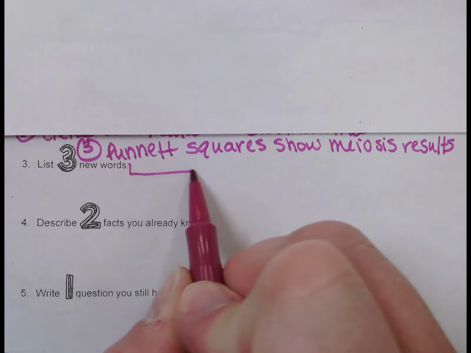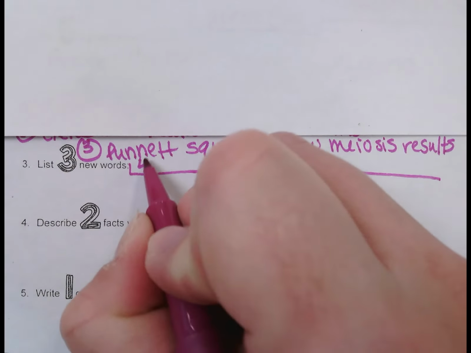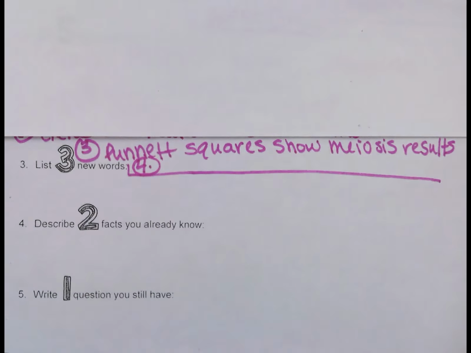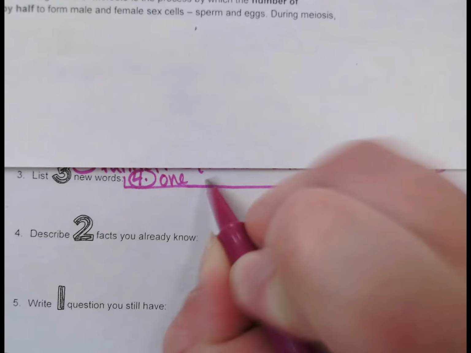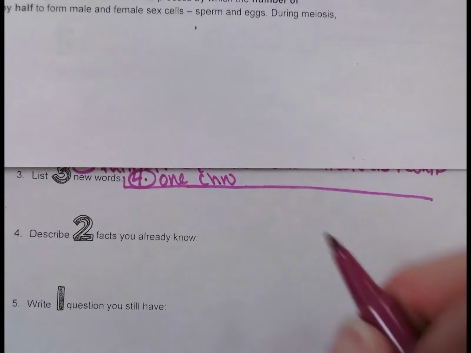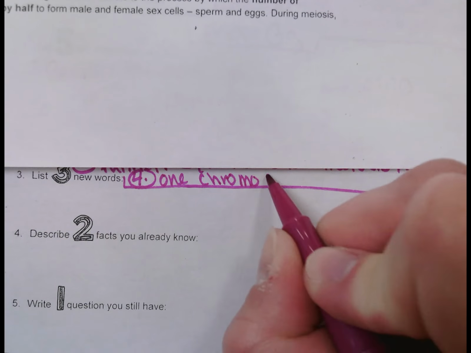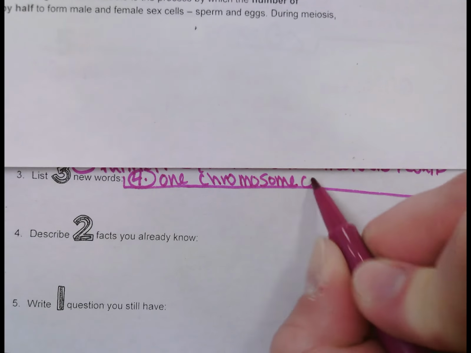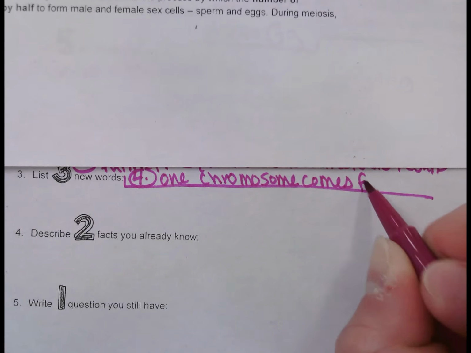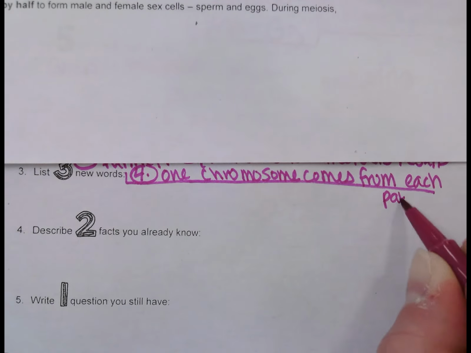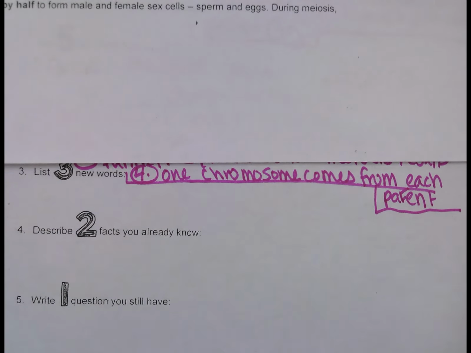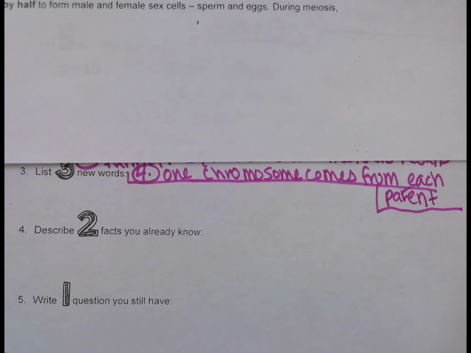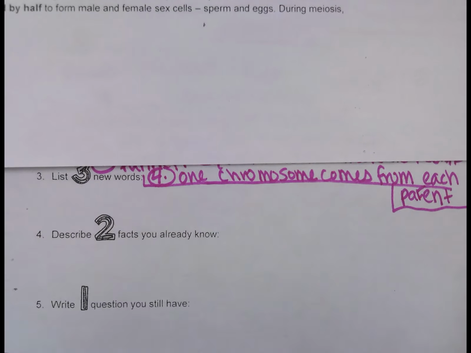I'm just going to add a little box down here so I can write number 4. Okay. Let's see what I want to put for number 4. One chromosome comes from each parent. From each parent. All right. So 1 chromosome comes from each parent. That's a T, not an F. All right. List 3 new words.